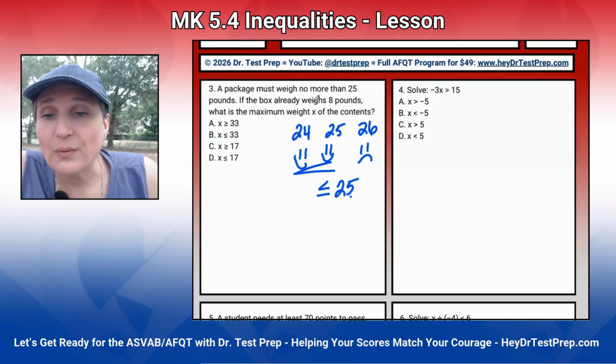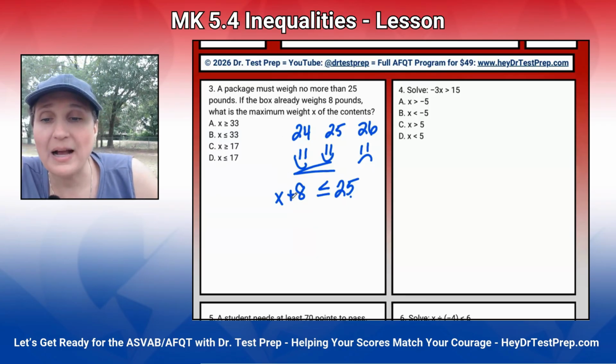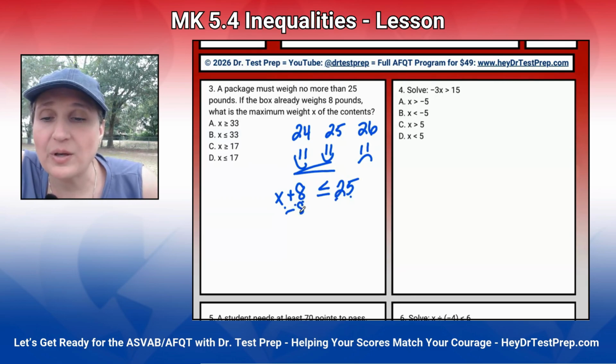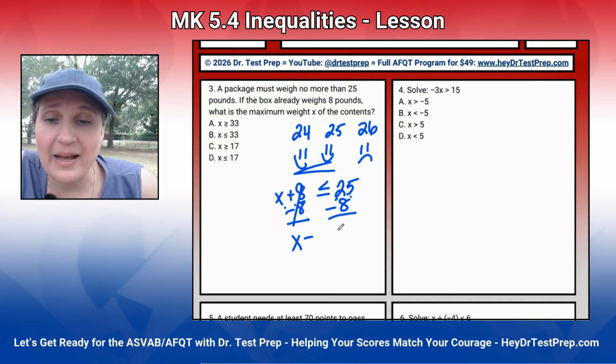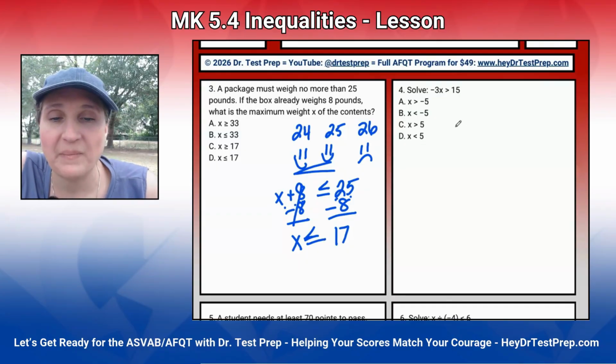So if the box already weighs 8 pounds, what's the maximum weight of the rest of the contents? So the contents plus 8 pounds has to be less than or equal to 25. So I'm going to subtract 8 from both sides and get x and 17, and the sign stays the same. X has to be less than or equal to 17.